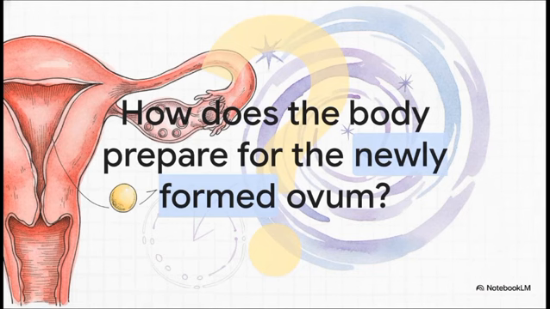But this brings up a really fascinating, provocative question. What structural changes actually occur in the female reproductive system during the menstrual cycle to prepare for this newly formed ovum? We know the egg is ready, but how does the body prepare a home for it? Well, that is exactly what our next explainer is going to cover.